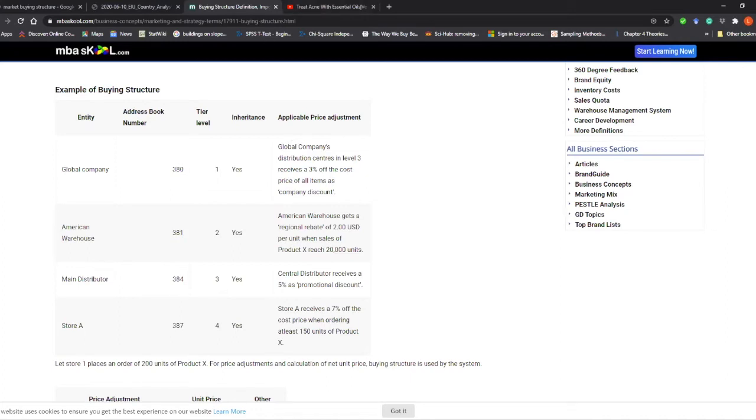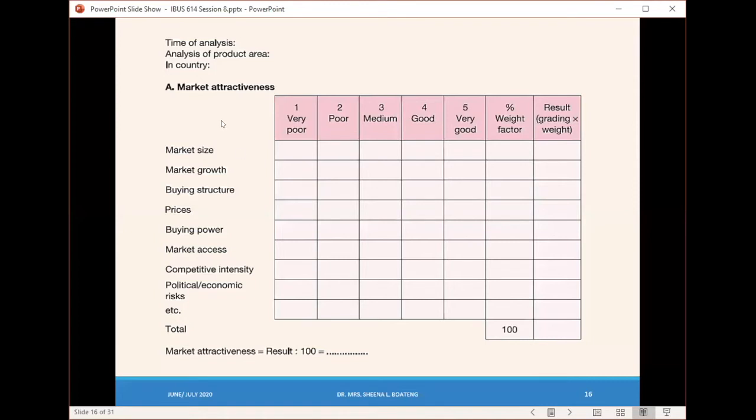So in terms of, let's go back to the diagram and then let me use that to explain it. In terms of the buying structure, for instance, in relation to market attractiveness, your product may initially be produced and sold at $300. So in your mind, you are sending the product to the market to be sold for $300 per unit.